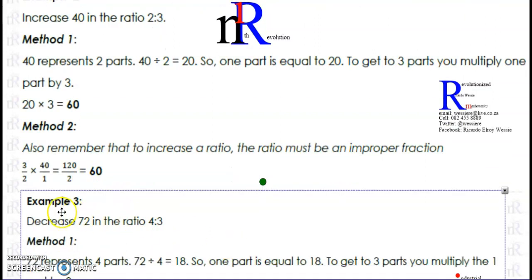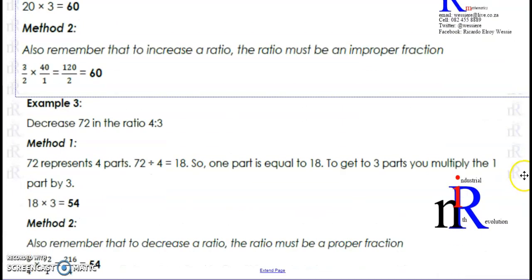Next, decrease 72 in the ratio 4:3. Now very important, when they say decrease, it means it must be made smaller. So here I will work with a fraction that is smaller than 1. Working with 4 and 3, 4 over 3 will be 1 1/3, but 3 over 4 will give me 3/4. So that will be smaller than 1. So I divide by 4 and I multiply by 3.